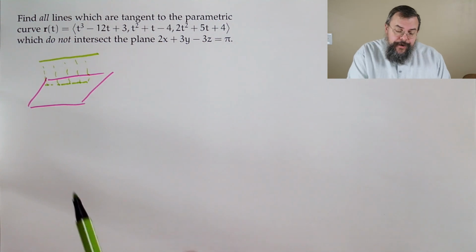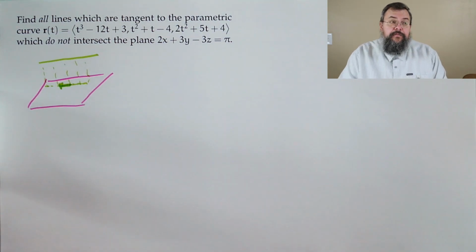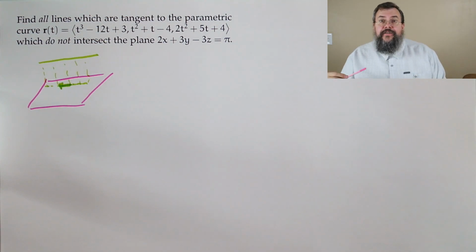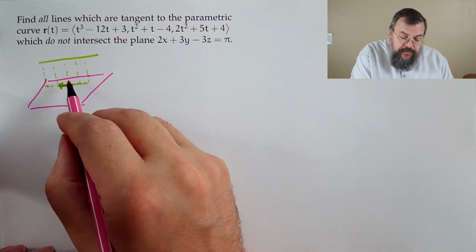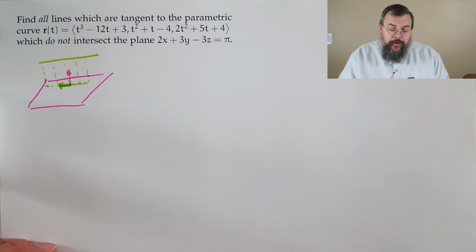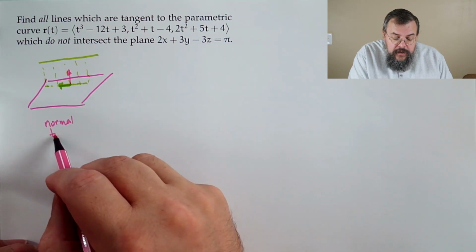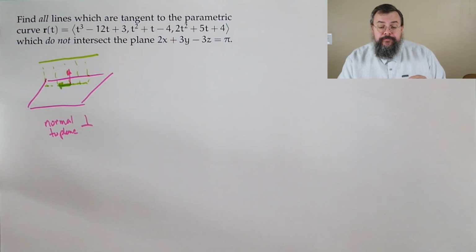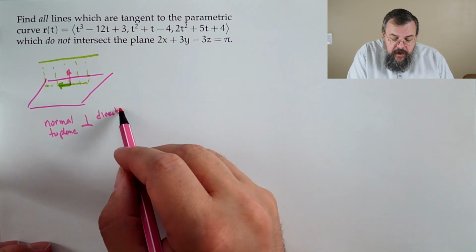What's the point here? Well, remember the point here is that the direction of this line is in the plane. And if our direction is in the plane, we know that any direction in the plane is perpendicular to the normal vector. So we say, aha, here's our idea. We need to have that the normal to the plane be perpendicular to our direction, the direction of our tangent line. All right.